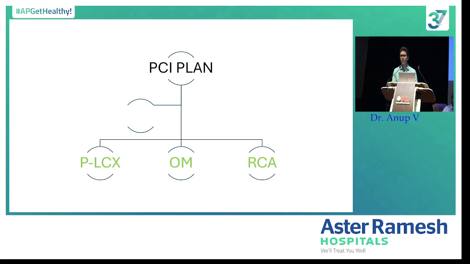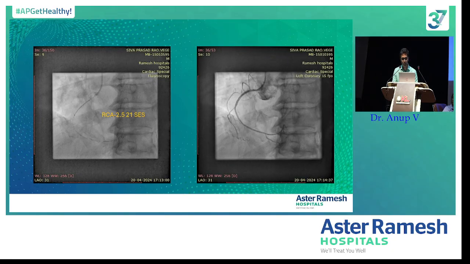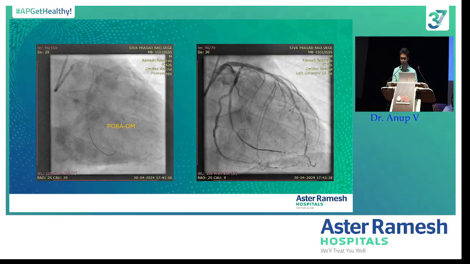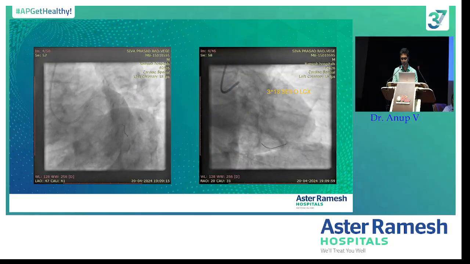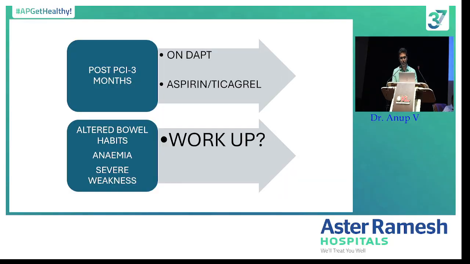Because into the case we found difficulty negotiating the ostial LCX, we ended up doing an ostial LCX stent and POBA to OM and stent to RCA. So this is the one, where we put a 2.5 by 21 sirolimus eluting stent in the RCA and just ballooning to the OM, and a 3 by 18 sirolimus eluting stent into the ostial LCX and proximal one.